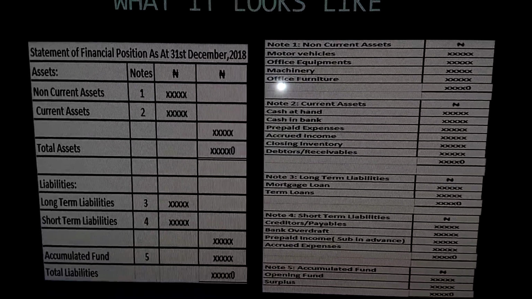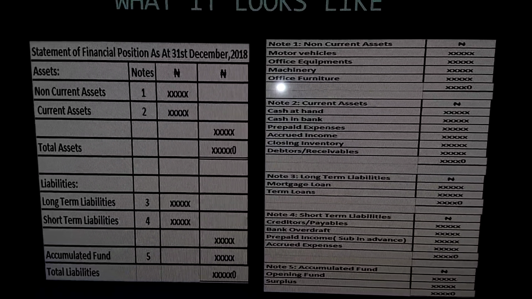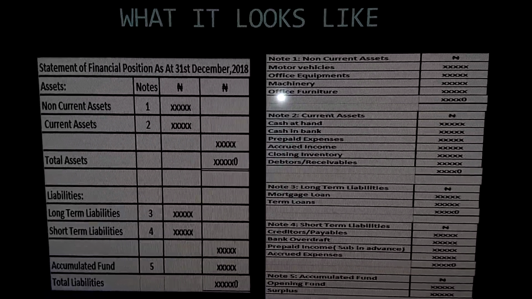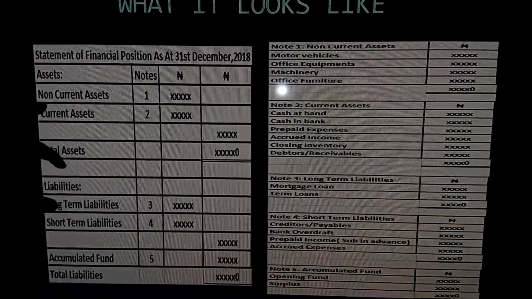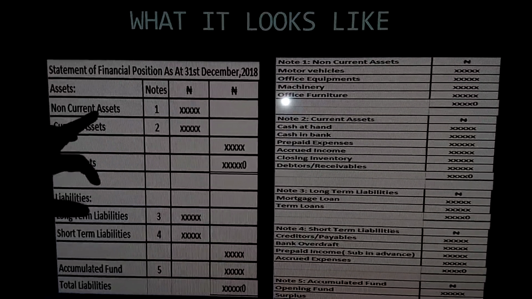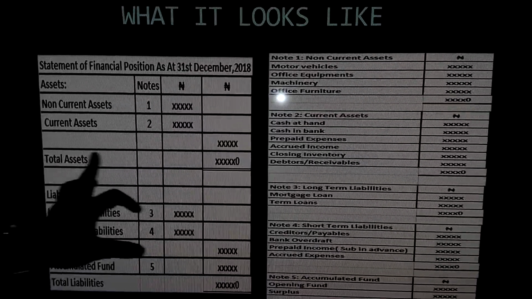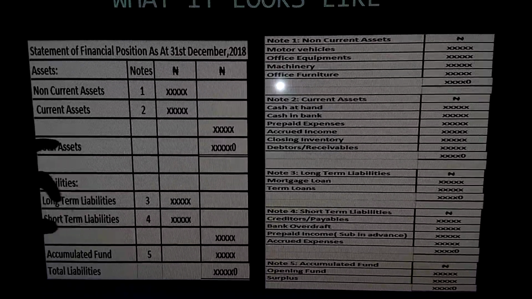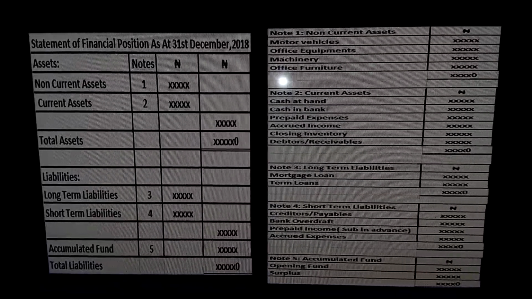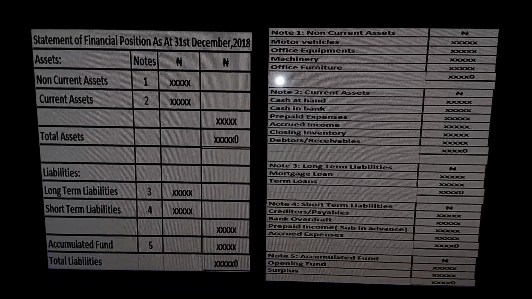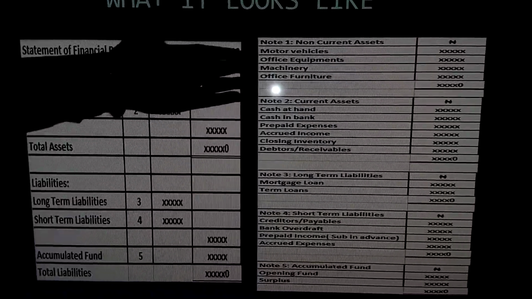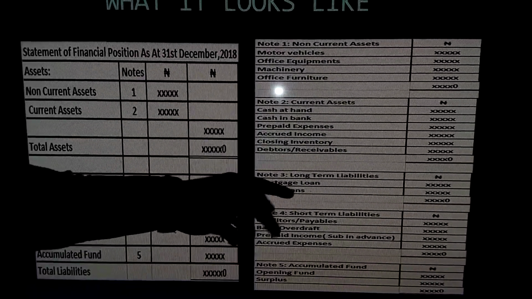What are the current assets? Your cash in hand, cash at bank, prepaid expenses, accrued incomes, closing inventory, debtors or receivables. Those are your current assets. When you add them up, the total is what you have here as note 2. So your current asset plus your non-current asset gives you your total assets. Here, this plus this is what you bring in here. Then now you have your liabilities. Your liabilities are either long-term or short-term. So what are the breakdowns? You put the breakdown here. Note 3, long-term liabilities.